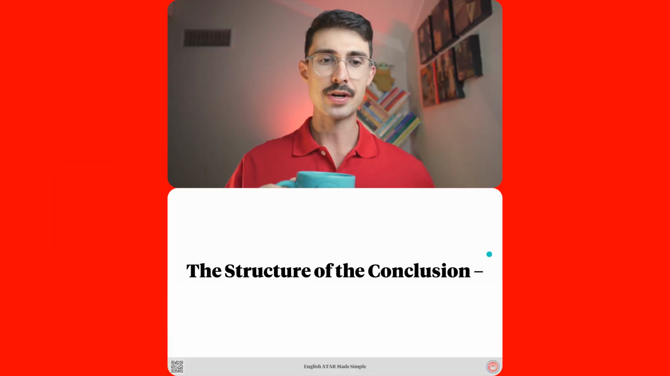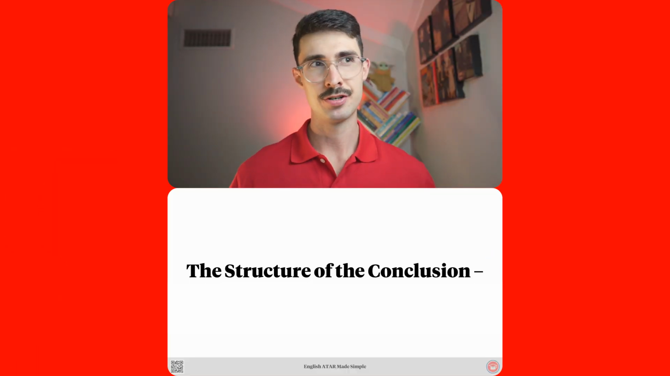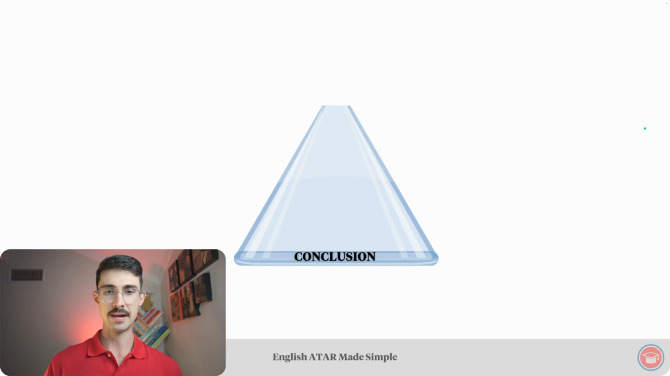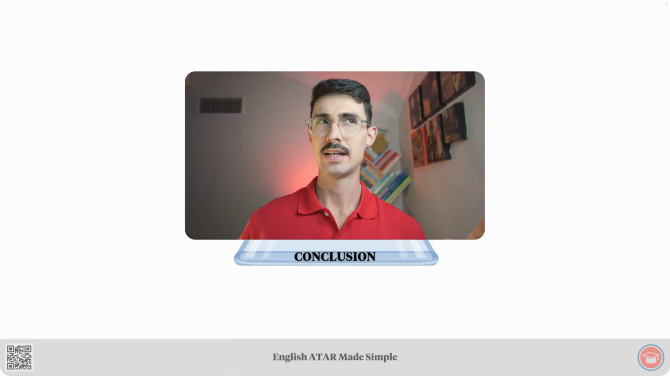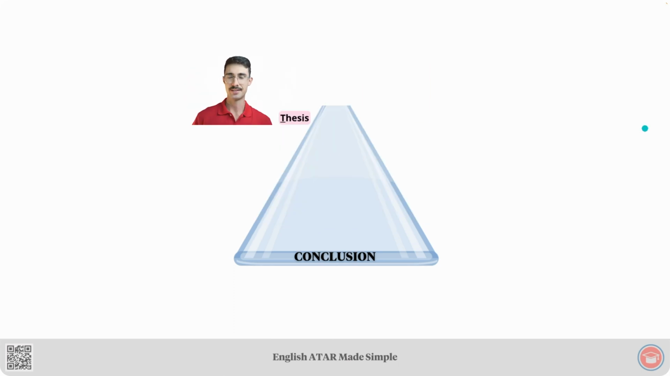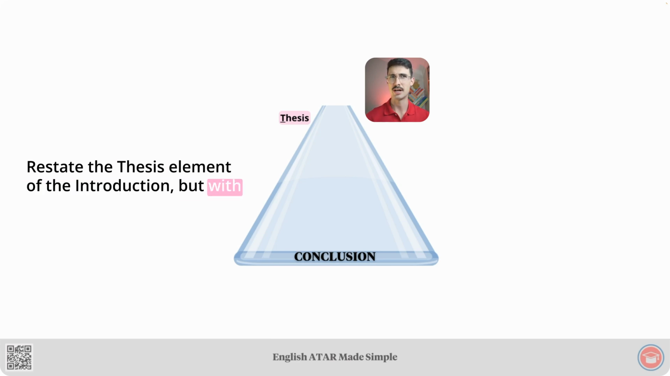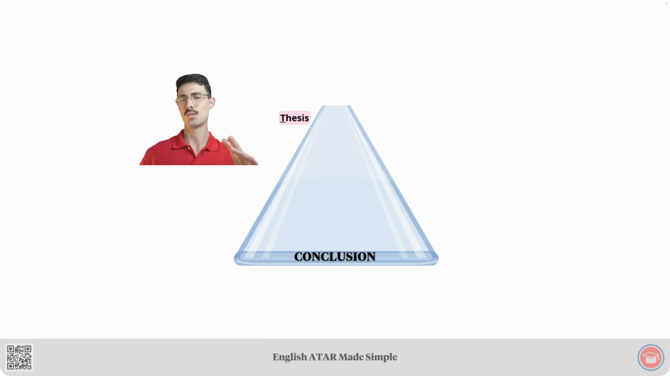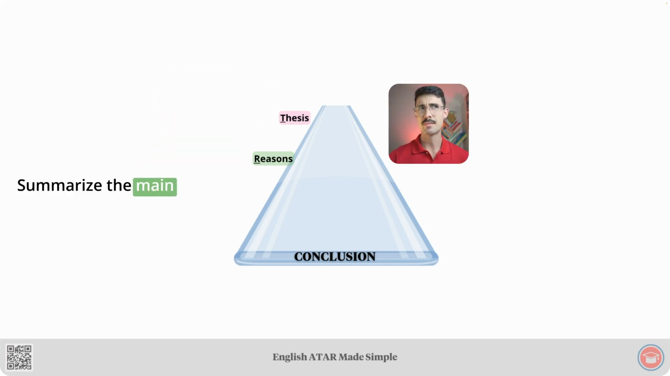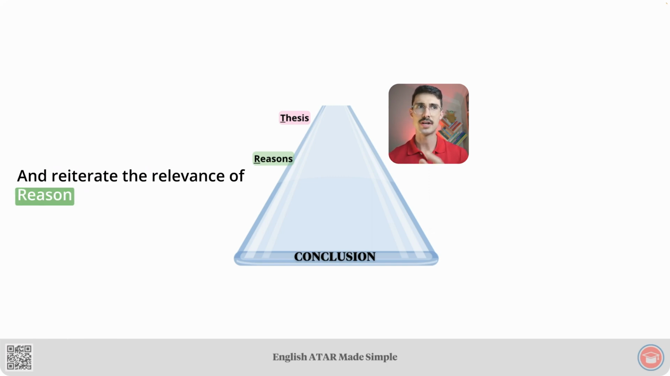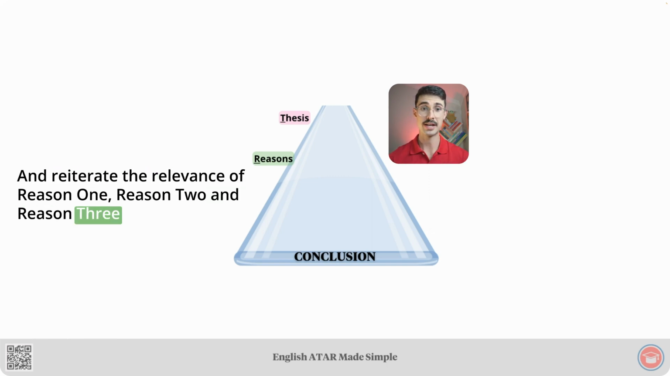Let's recap the structure of the conclusion, the bottom funnel. This is our bare bottom funnel, our elementless bottom funnel. Here are the elements, starting with our thesis. At this stage of the conclusion, our job is to restate the thesis element of the introduction, but with different words and syntax. Once we've done that, we'll turn to the reasons element. Here, we summarize the main point of each body paragraph and reiterate the relevance of reason 1, reason 2, and reason 3 to the thesis.